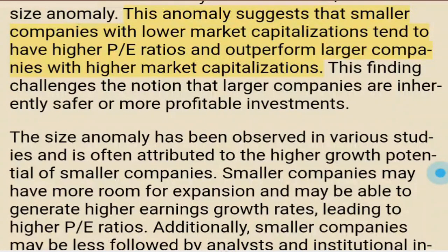9.2.2 Size Anomaly. Another market anomaly related to the P/E ratio is the size anomaly. This anomaly suggests that smaller companies with lower market capitalizations tend to have higher P/E ratios and outperform larger companies with higher market capitalizations. This finding challenges the notion that larger companies are inherently safer or more profitable investments.